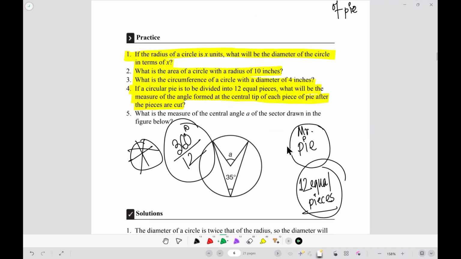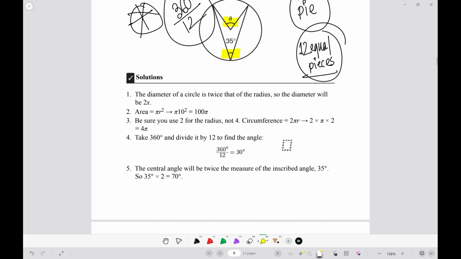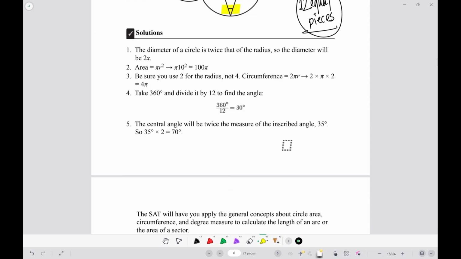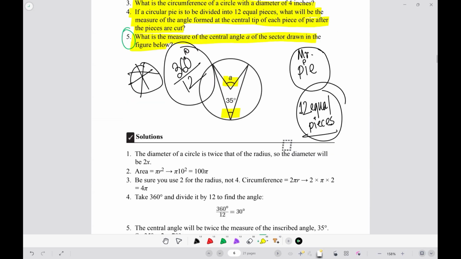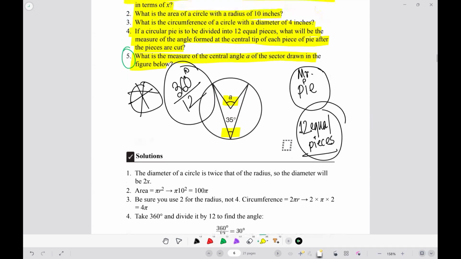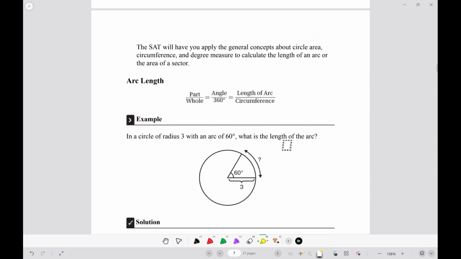Okay, so now problem number 5. What is the measure of the central angle of the sector drawn in the figure below? I'm not going to solve this problem. This is basically the theorem that we talked about just a few minutes earlier, right? The inscribed angle and the central angle theorem. Okay, fine. Now let's look at the arc length.